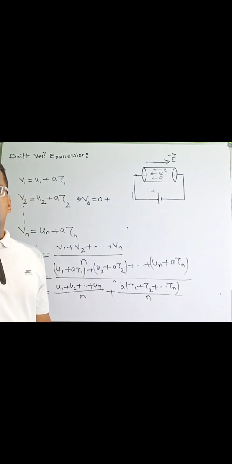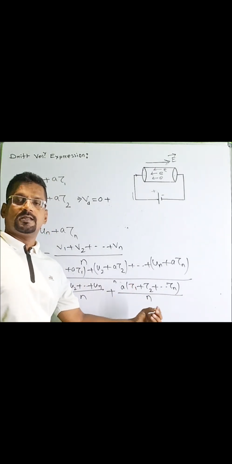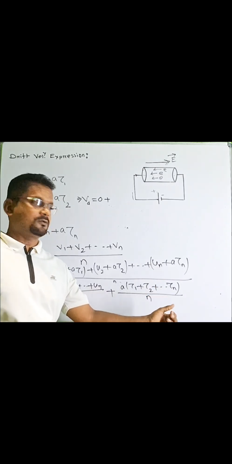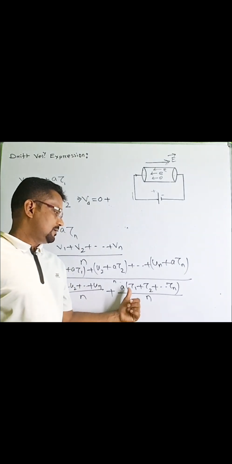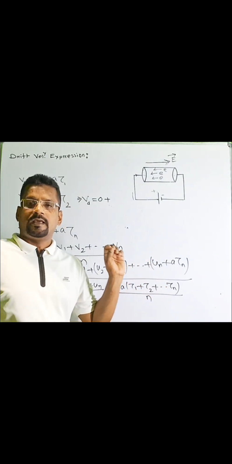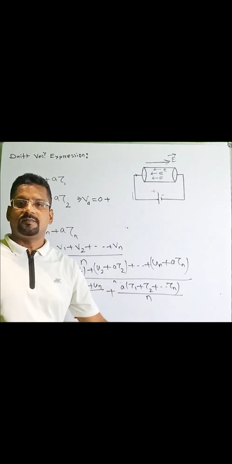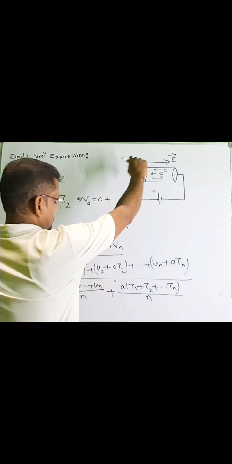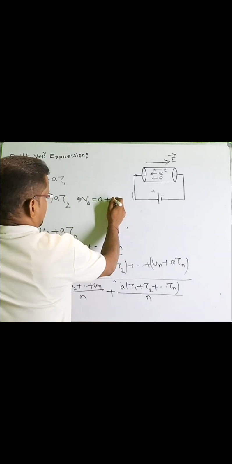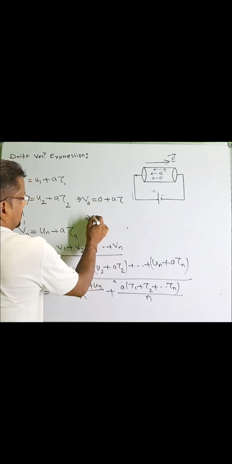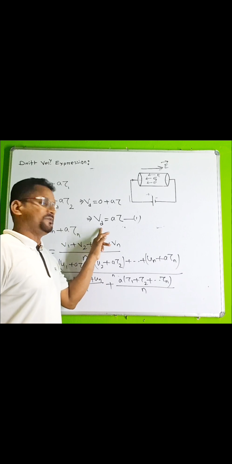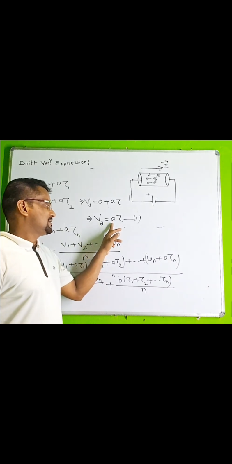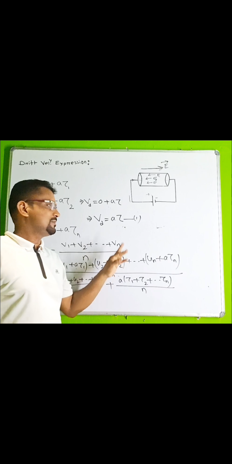These are the relaxation times. Tau1 is the relaxation time for the first electron, this is for the second electron, and so on. Tau n is the relaxation time for the nth electron, and divided by n, it is nothing but the average relaxation time. Let us represent it by tau. So it will be 0 plus a tau. Finally, Vd equals a tau. So finally you have obtained the drift velocity equal to acceleration times the average relaxation time tau.